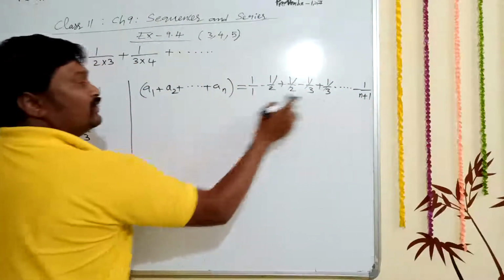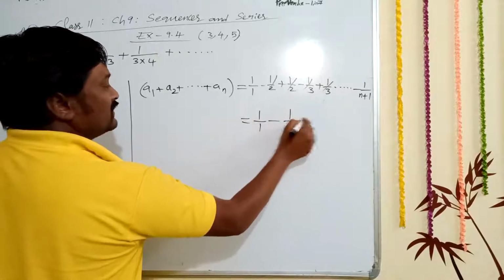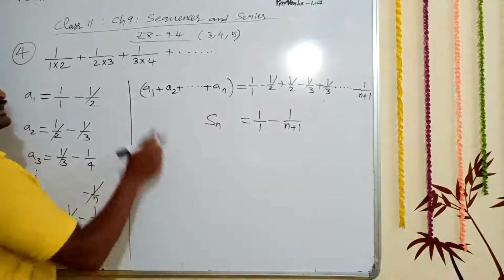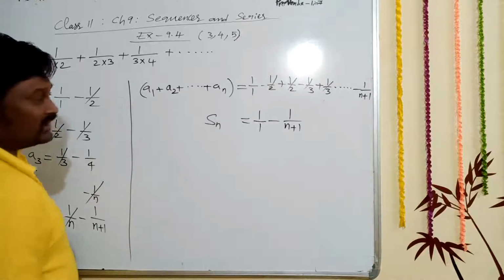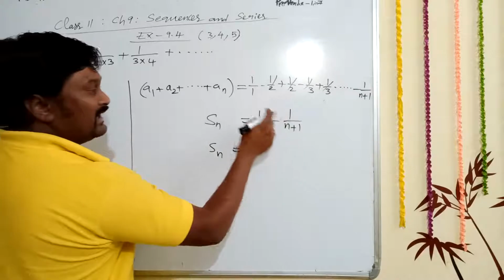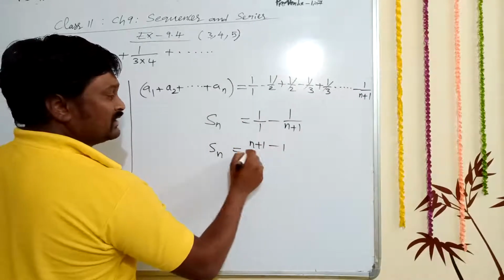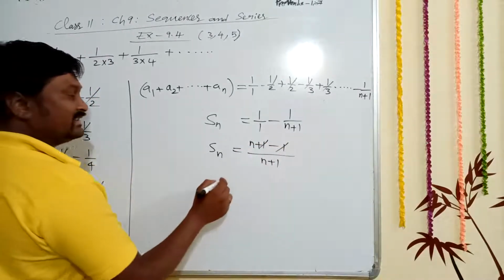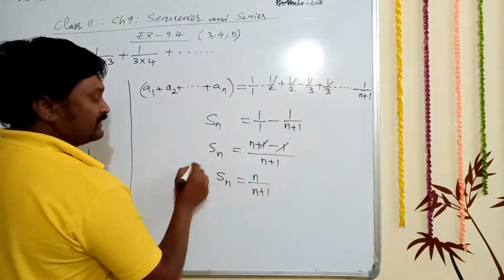So remaining all are going to get cancelled. You are going to get only these two terms. What are those? 1 upon 1 minus 1 upon n plus 1. This is your Sn, the sum of all the terms. Now just simplify this part: n plus 1 into 1, minus 1 into 1, upon n plus 1. Minus 1 plus 1 get cancelled.